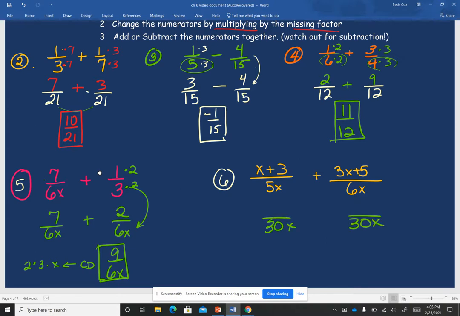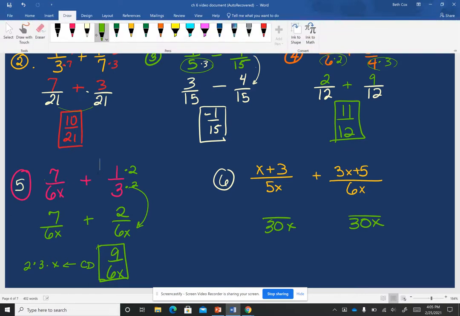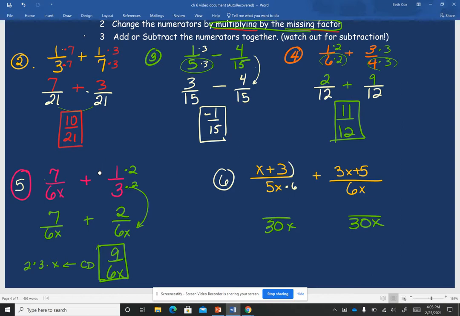Okay, so now we multiply by the missing factor. Step 2 is the key to getting these right, multiplying by the missing factor. To get from 5x to 30x, I have to multiply by 6. So I'm going to do the numerator by 6. Ooh, a little distributive property going to happen there. And the missing factor on the bottom is 5. So I'm going to multiply the numerator by 5.